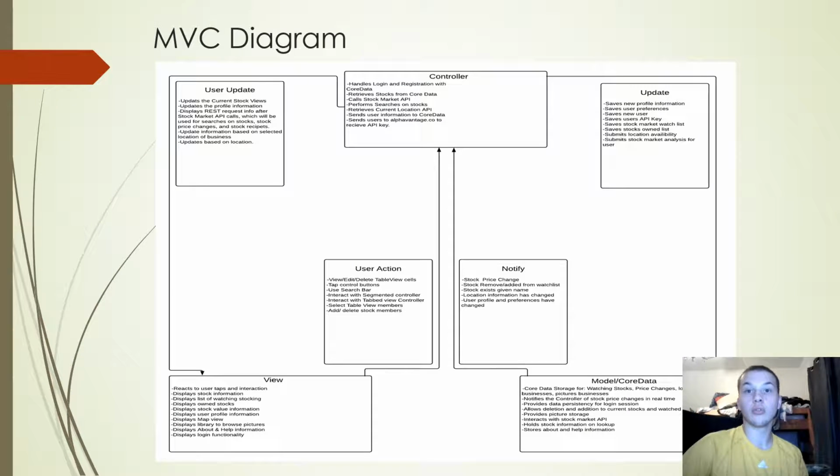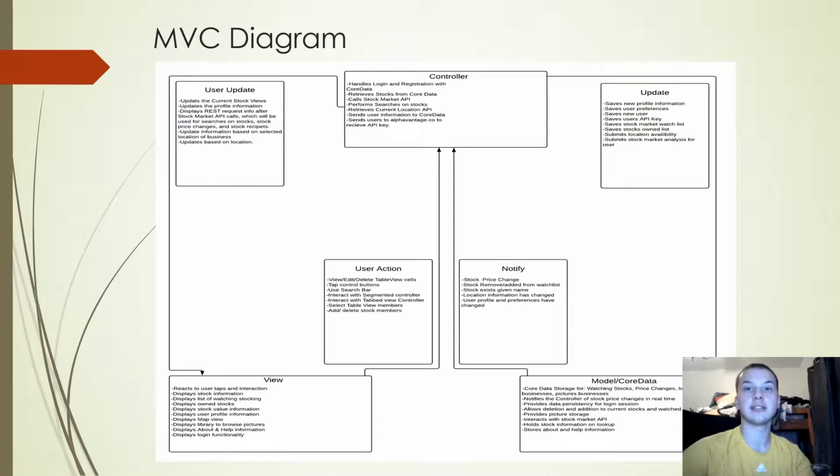Here we have the model view controller architecture, and we'll start with the controller because that's the center of everything. The controller handles logging on to the user, which involves going to the user model and figuring out the data there. It also handles the stock data, which includes calling the API and figuring out the names and the prices of the stock. The user update involves updating the user of the information concerning the stock, such as searches or the change in the stock price.